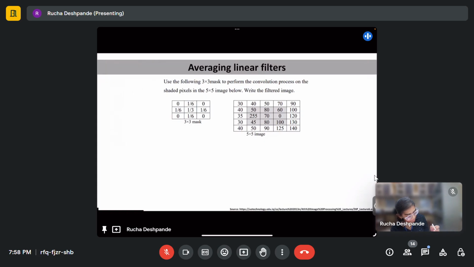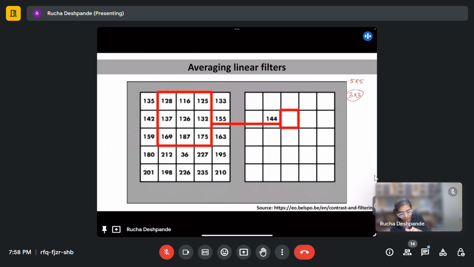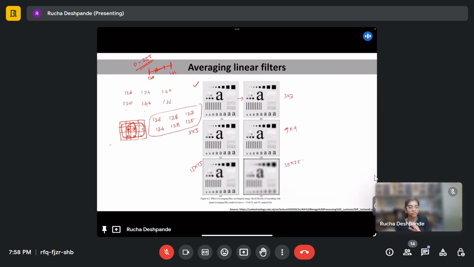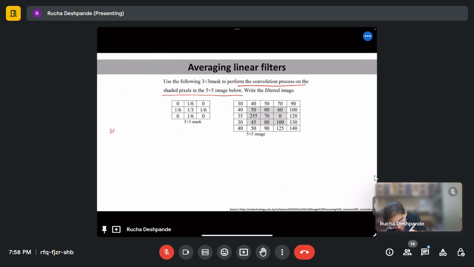Yeah, so this is an example. Use the following 3 by 3 mask to perform the convolution process on the shaded pixel in the 5 by 5 image below. Before, the mask that we applied was simply taking the average of all the pixels, so there was no weighting. Our 3 by 3 mask looked like this. All the pixels were getting equal weightage.